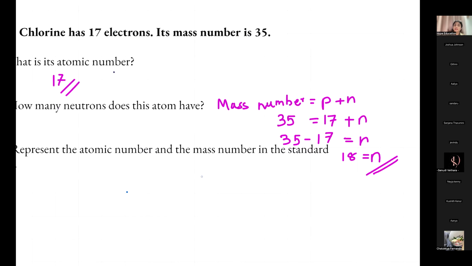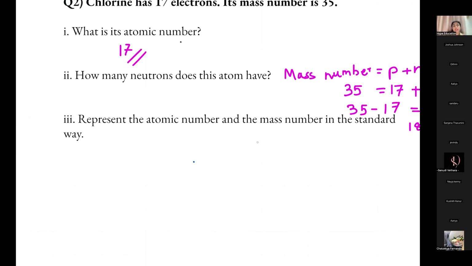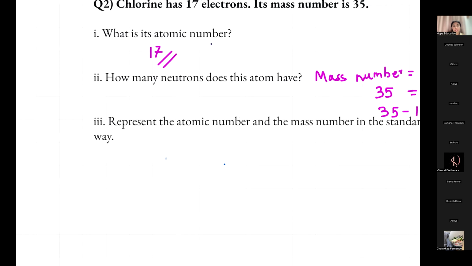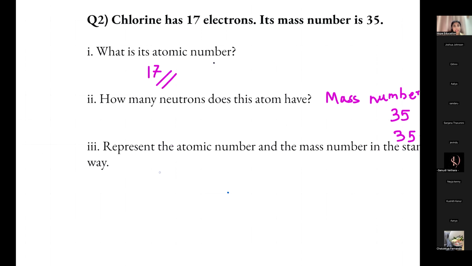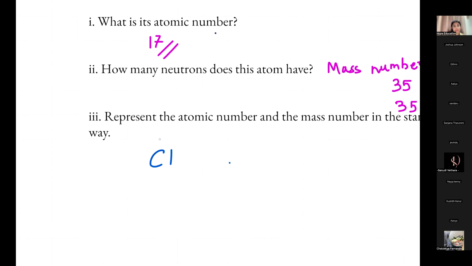They represent the atomic number and the mass number in the standard way. The symbol for chlorine is Cl. Atomic number 17, we write it here. Mass number is 35, we write it here. Did you write it like this? Did you understand this question, Lamai? Yes. Okay. Good.